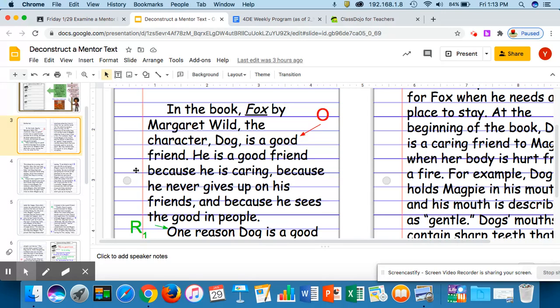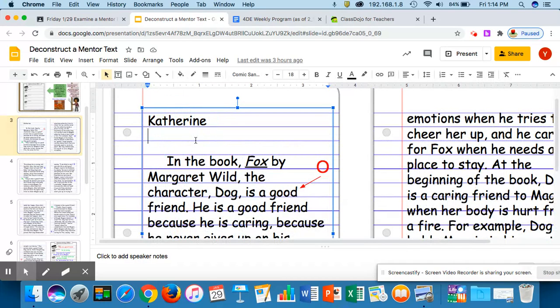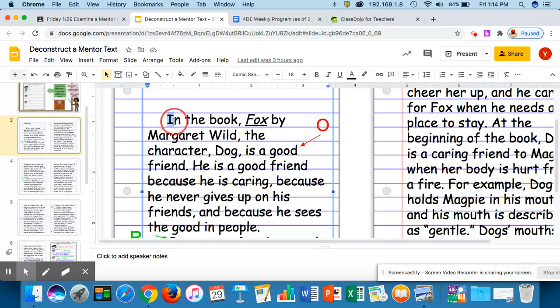He's a good friend because he is caring, because he never gives up on his friends, and because he sees the good in people. So this is well organized because we can tell that each body paragraph is going to give a reason, and we know that we expect it to be in this order. First, about him being caring, the next one about not giving up on friends, and the next one about seeing the good in people. And as it shows here, this is her opinion. The background, in a sense, is that she's letting us know she read about Dog in this book.